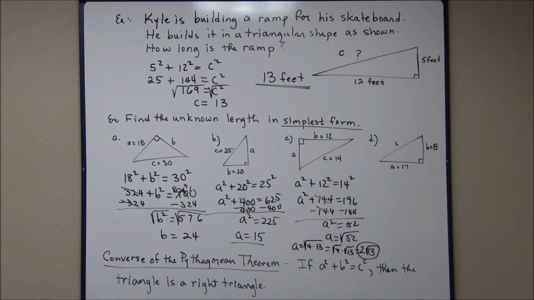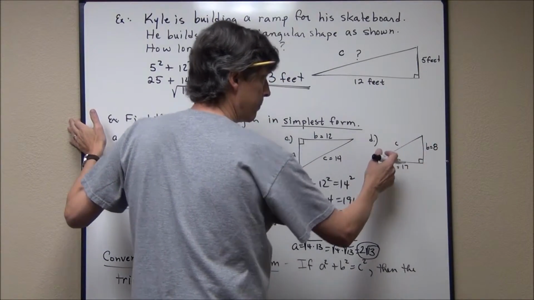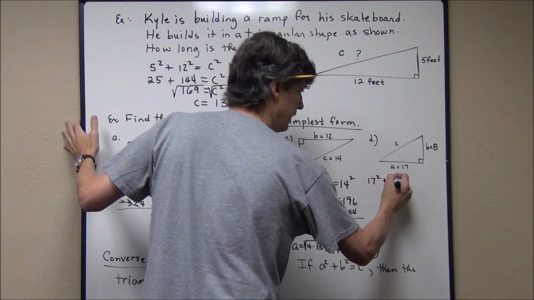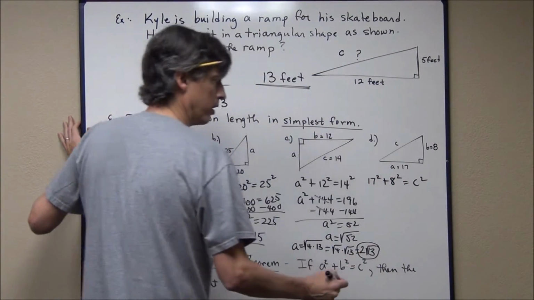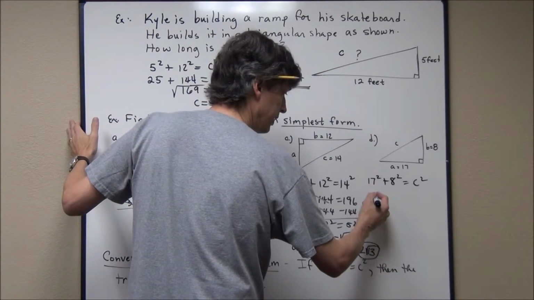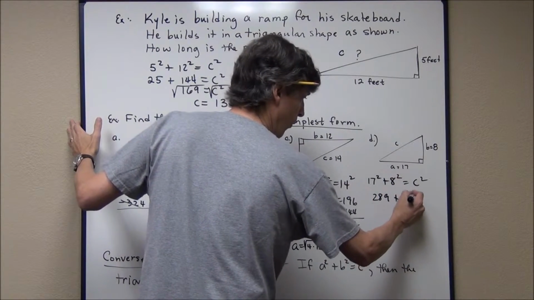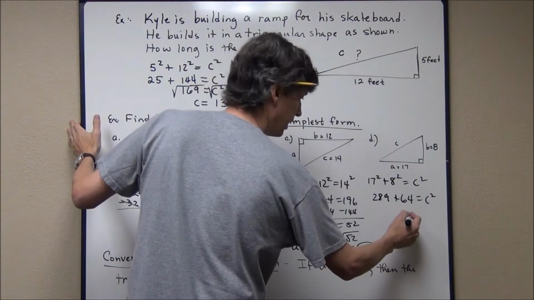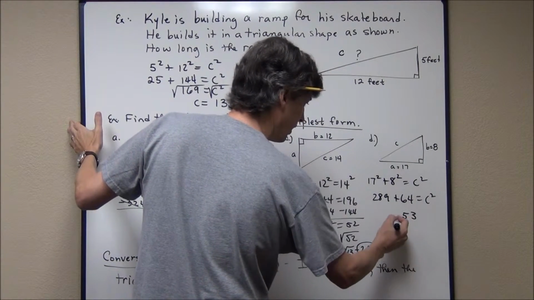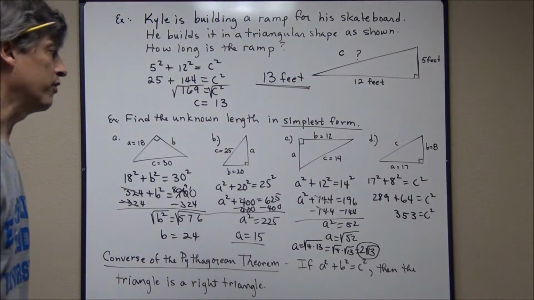And the last one I have up here says that I have a and I have b, but I don't have the hypotenuse, kind of like the very first example up here. So 17 squared plus 8 squared equals c squared. Again, Pythagorean theorem to find this missing side, in this case the hypotenuse. 17 times 17 is 289. 8 times 8 is 64, equals c squared. Now if I add those together, 3 carry 1, 5 carry 1, I get 353. 353 is equal to c squared.